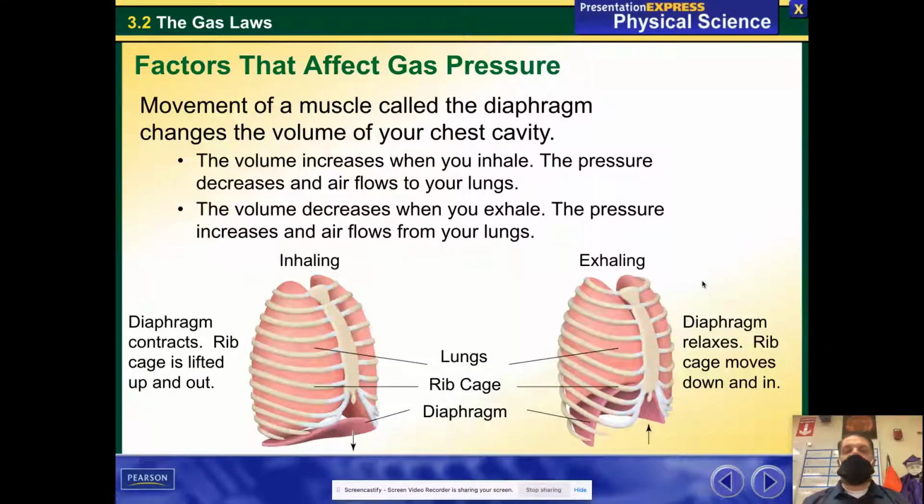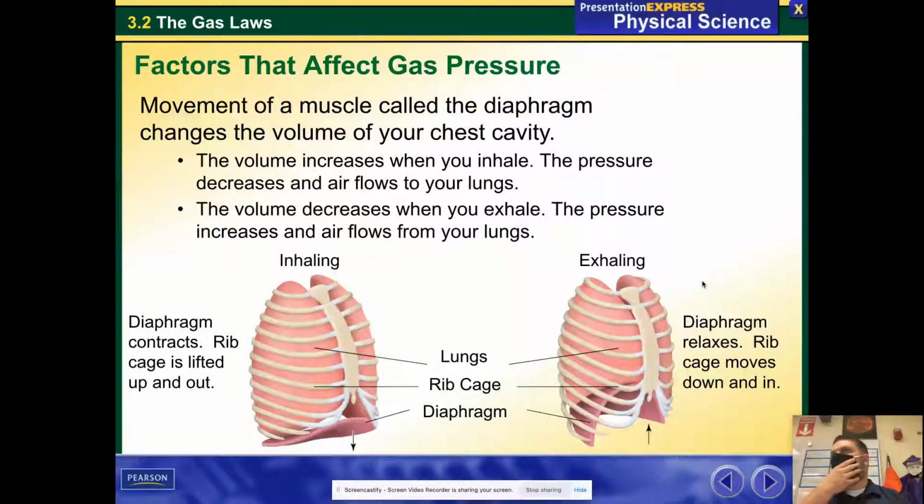The volume decreases when I exhale. The pressure increases and the air flows from your lungs. In other words, I have to force the air out of my lungs. So when I exhale, that's where the pressure comes from. Because now my diaphragm and my body are going to try to close my lungs and it has this extra air in it. So there's an increase in pressure in my lungs, which is counterintuitive, right?